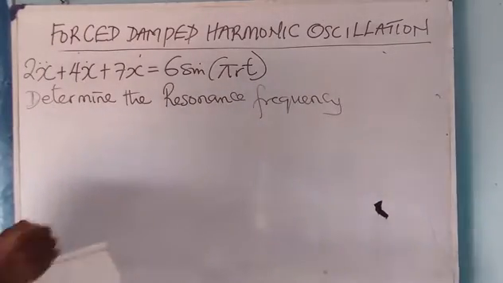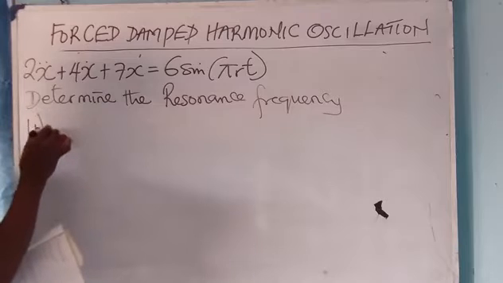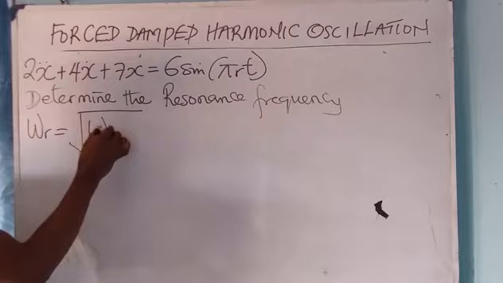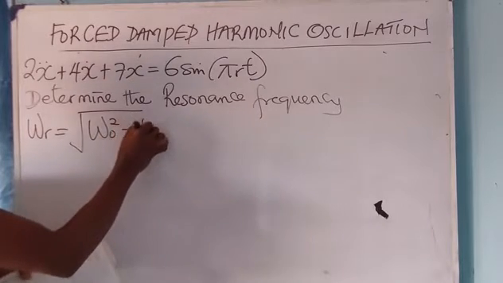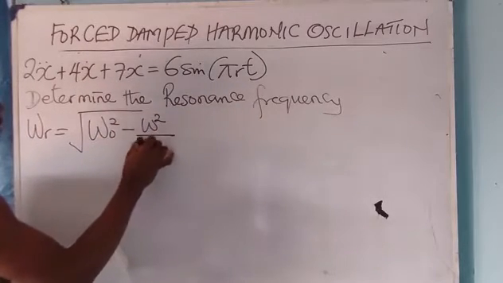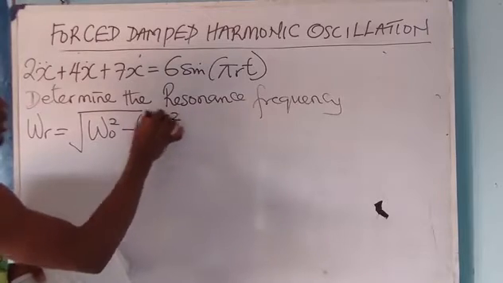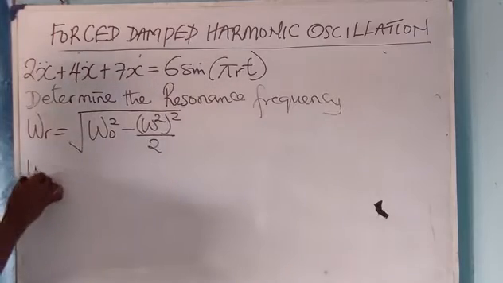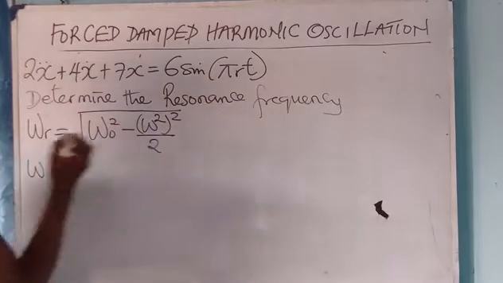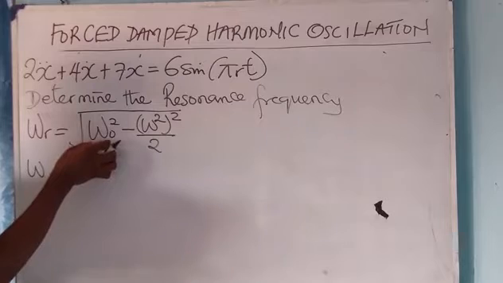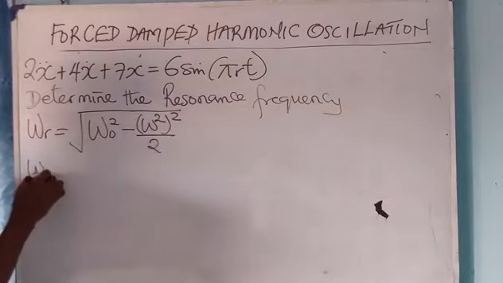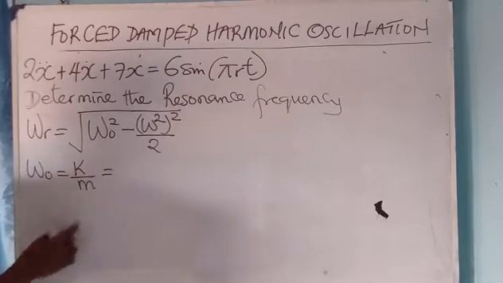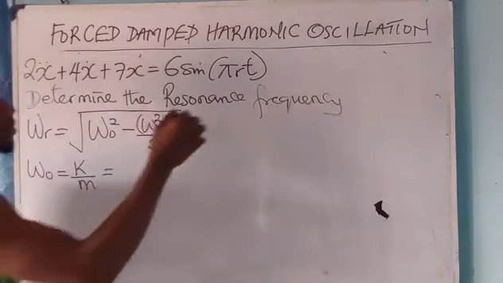Now, I gave us just now that resonance frequency is equal to the square root of the natural frequency minus W squared over 2, all squared. However, I gave us that to look for the natural frequency first. We have to first look for the value of this and this. Natural frequency is K over M. Do not forget the formula I wrote out just now.